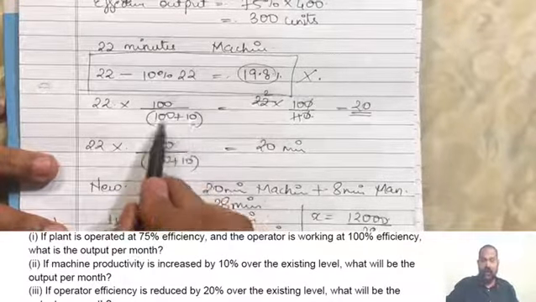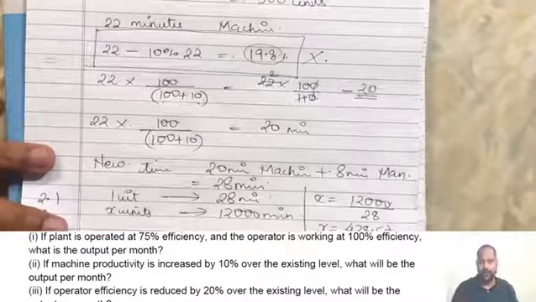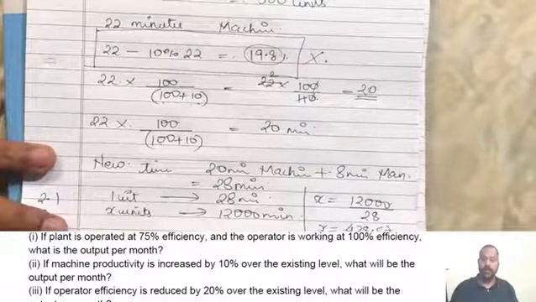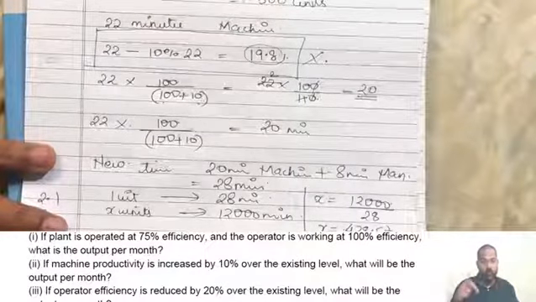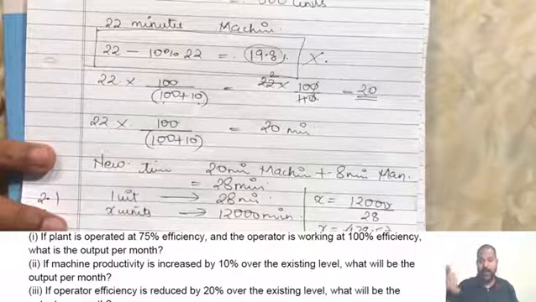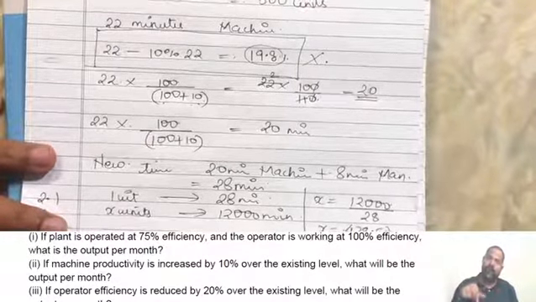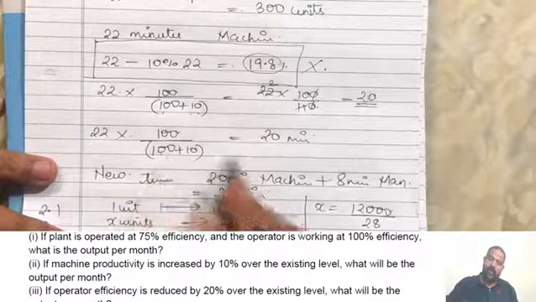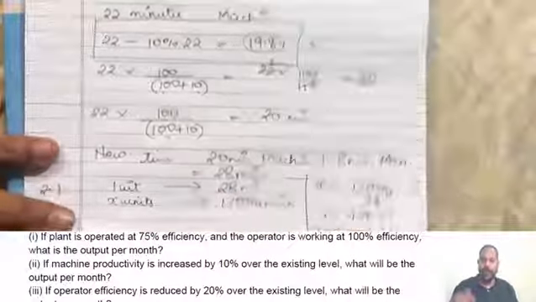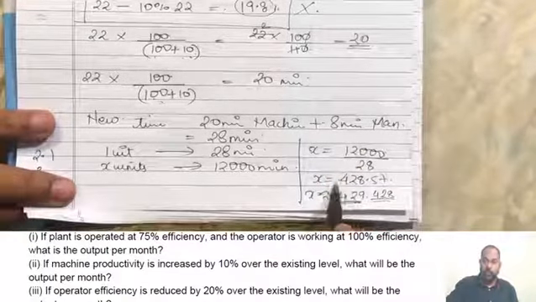How? 100 plus 10 is 110. So deflate it by 10%. How do you inflate it? You add 10%. How do you deflate it? You don't subtract 10%. When you are inflating it by 10%, you are making it 110%. So when you are deflating it, you divide by 110. So the answer is 20 minutes. 20 minutes with 8 minutes of man time is a total of 28 minutes, giving 428 units.